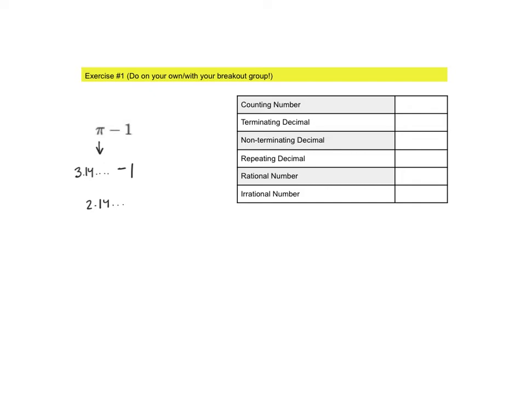All right. 2.14 dot dot dot. I don't know what comes next. This is not a counting number. This is not a terminating decimal. This is a non-terminating decimal. That means it doesn't end. It goes on forever. You can see the ellipses at the end, the dot dot dot. Does it repeat? Nope. So is it rational? Nope. It is irrational. So the two that you should have selected here were irrational and non-terminating. It goes on forever. All right? If you have any questions here, let me know. But if you don't, we're going to move forward to the next one.